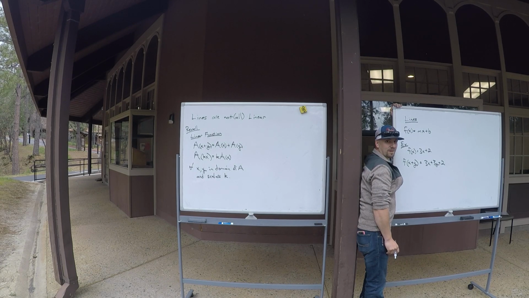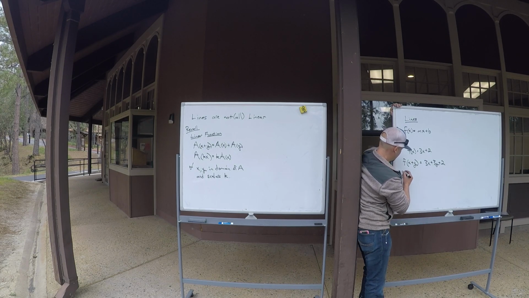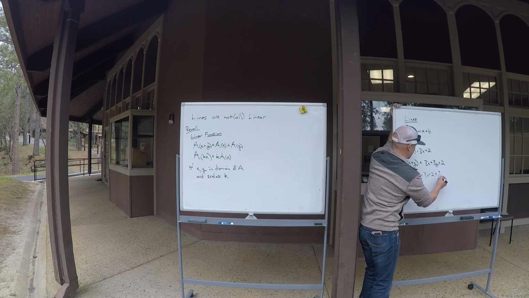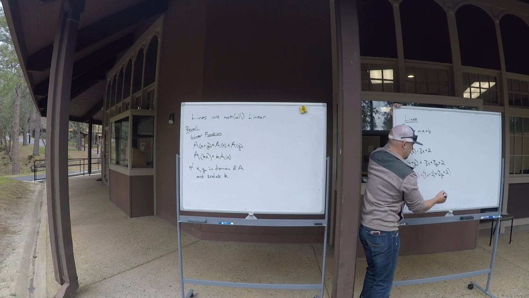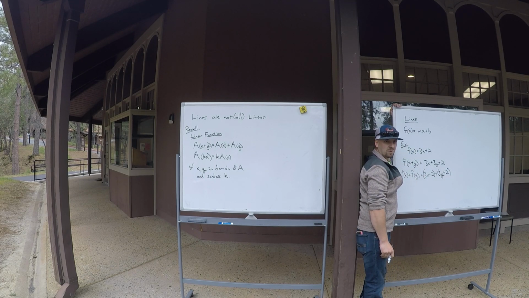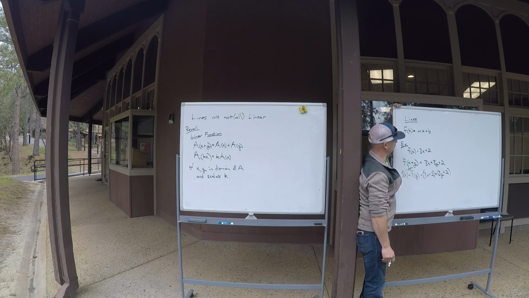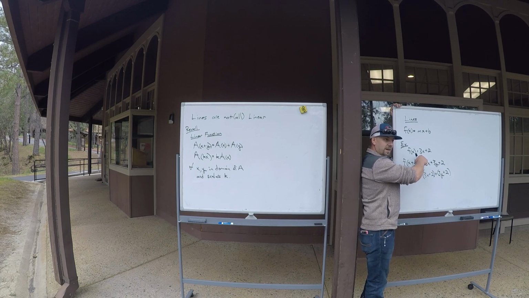Oh. And what's the problem here? You're going to get two 2's. Yeah, if I look at f of x plus f of y, I get 3x plus 2 plus 3y plus 2. Those things aren't the same. Ergo, this line in particular is not linear.